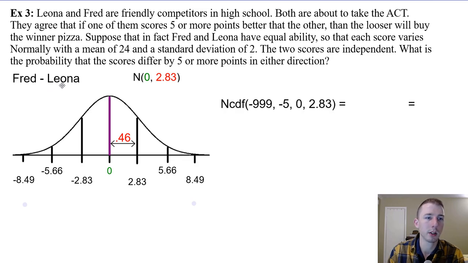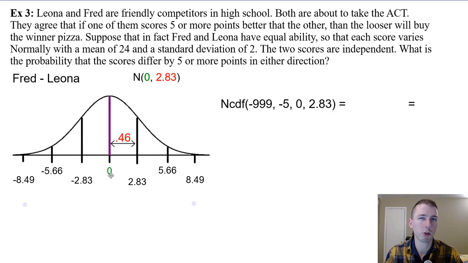It really doesn't matter. Typically, we do the one that we expect to be higher first so that we're dealing with positive values instead of negative values. But if they said they are both of equal value and they're expecting a score of 24, then the difference between the two would be 0. 24 minus 24 is 0. So the expected difference between the two is 0.